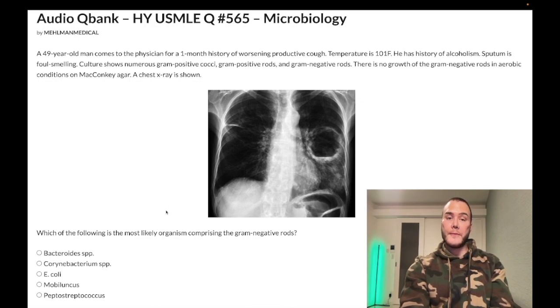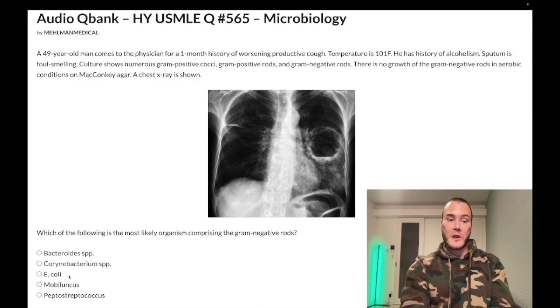Choice D, Mobiluncus, wrong answer. Oropharyngeal normal flora. This is going to be gram-positive rods. Okay, so you can just be aware, Mobiluncus, Peptostreptococcus, they're part of oropharyngeal normal flora. Yes, they'll be present sometimes in pulmonary abscesses, but in this case, gram-negative rods we're talking about. So let's just keep moving through.